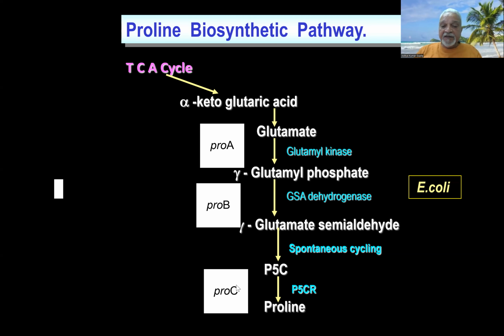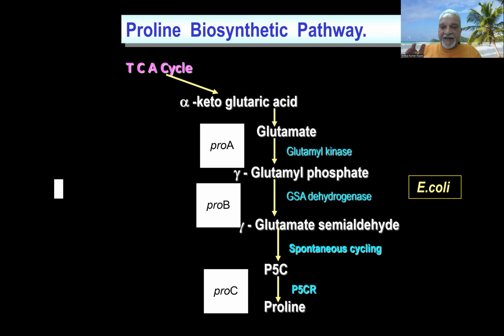And then this is the third gene, which is proC and codes for an enzyme, pyrroline 5 carboxylate reductase, which reduces this P5C to proline. So that's the total pathway. And in fact, this pathway was deciphered making use of this process of genetic complementation. Okay, and an assay was developed, what we call the complementation assay. Okay, come back to this.